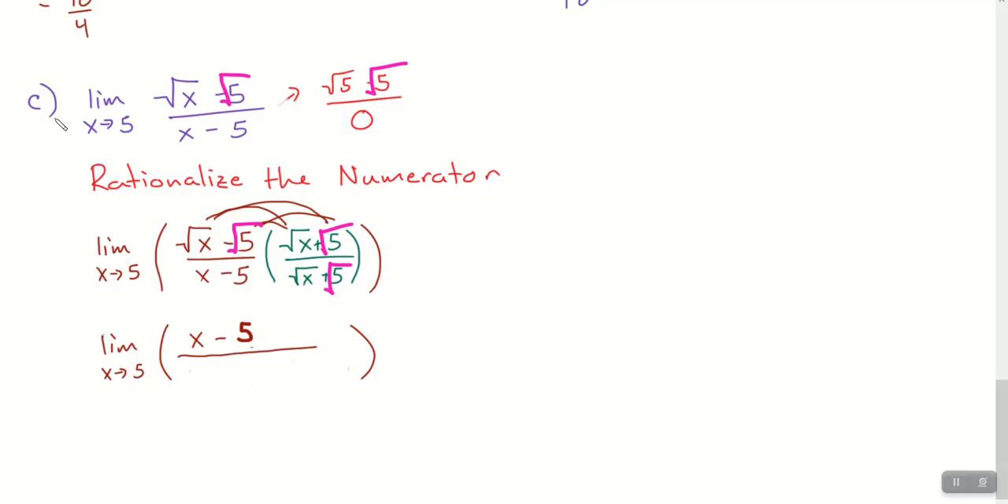Okay, the denominator, I'm still not going to FOIL it out unless I have to. I just have an x minus 5 times what? Root x plus root 5. Okay, now things feel okay. Why?